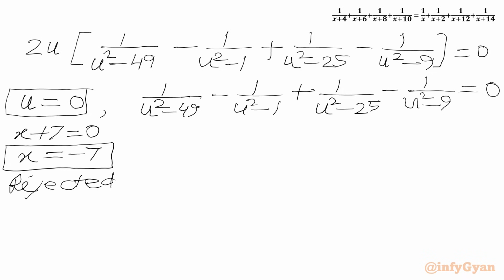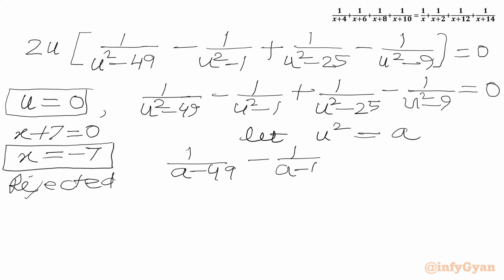So we will put the second equation equal to 0. Now let us assume u square, suppose this is equal to a. So we can write the equation 1 over a minus 49 minus 1 over a minus 1 plus 1 over a minus 25 minus 1 over a minus 9 equal to 0.